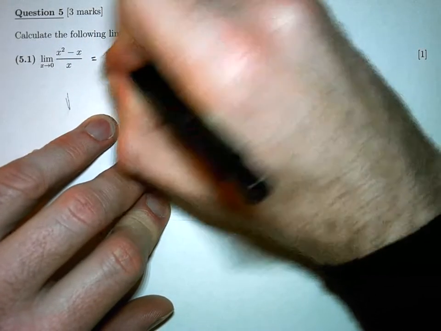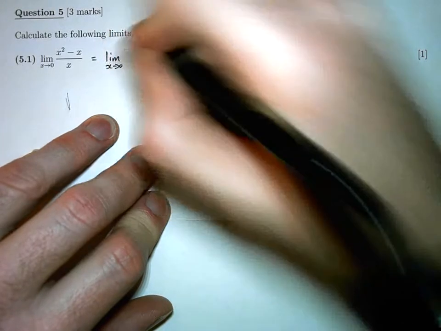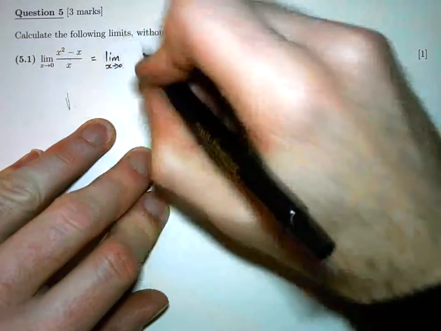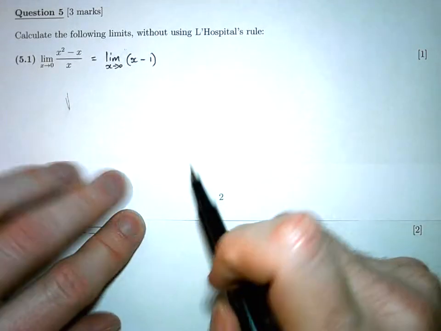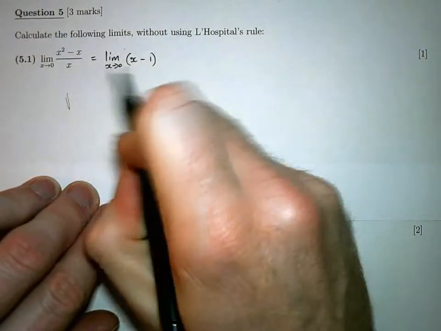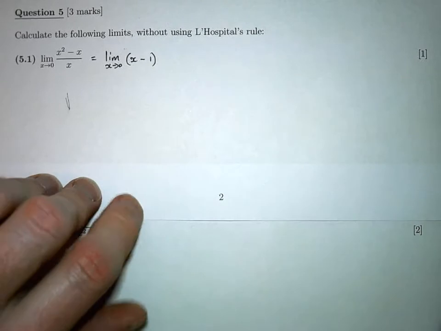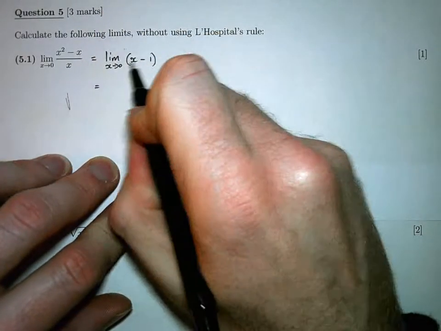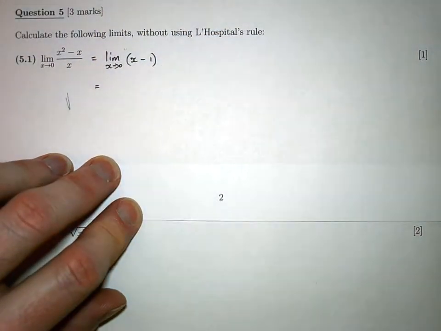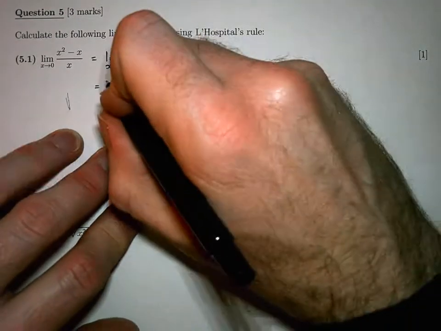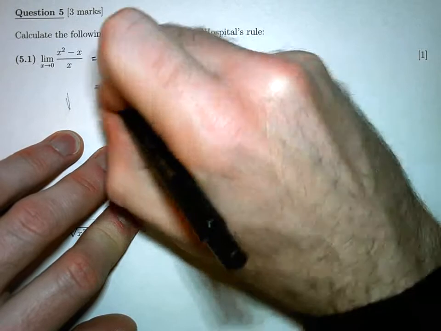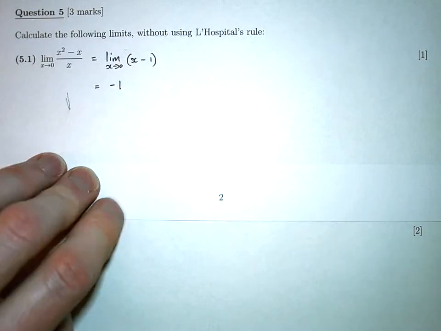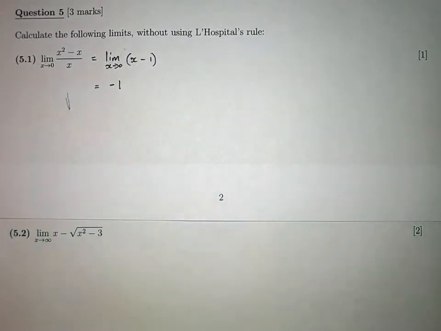So this is equal to the limit as x approaches 0 of simply x minus 1. These two expressions are equal at every point except 0, of course. And this now is a nice continuous function. You can simply substitute the x in there, put 0 in, and you're just left with minus 1. So that was a nice, easy question.